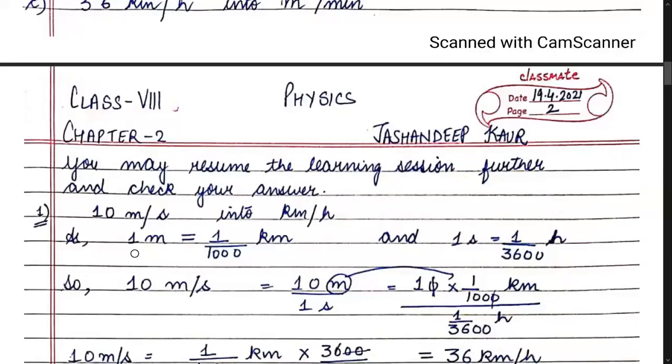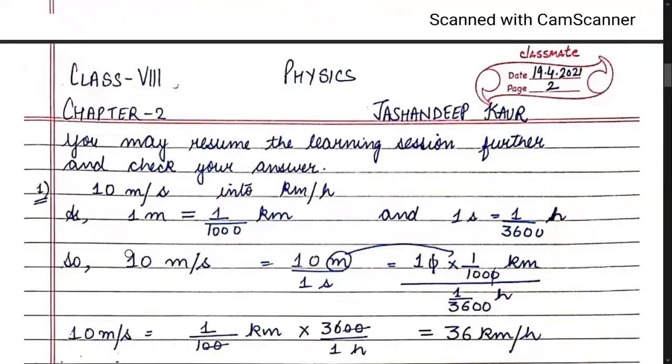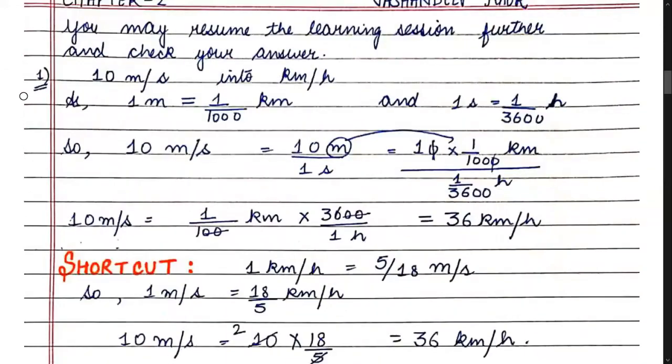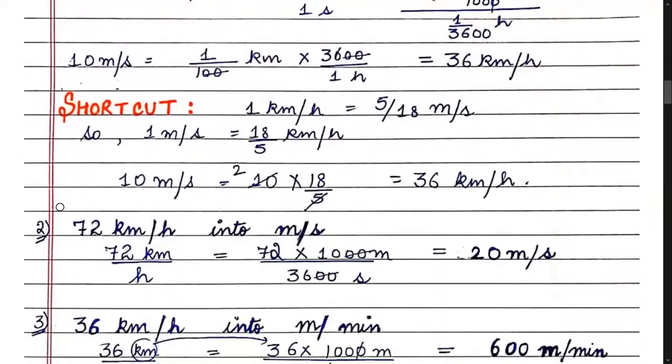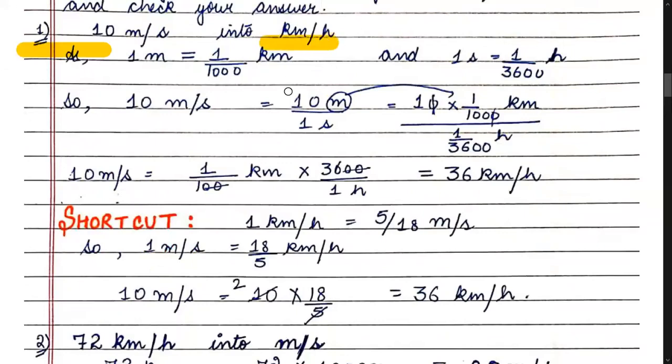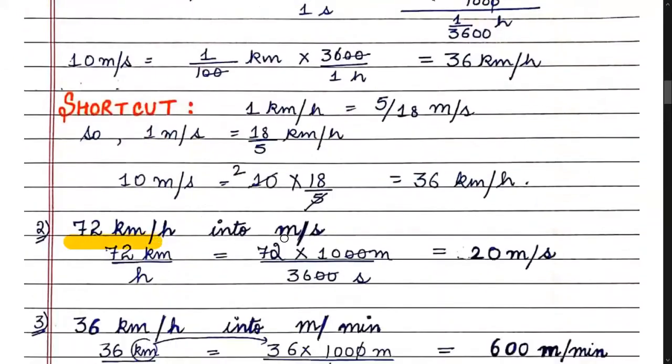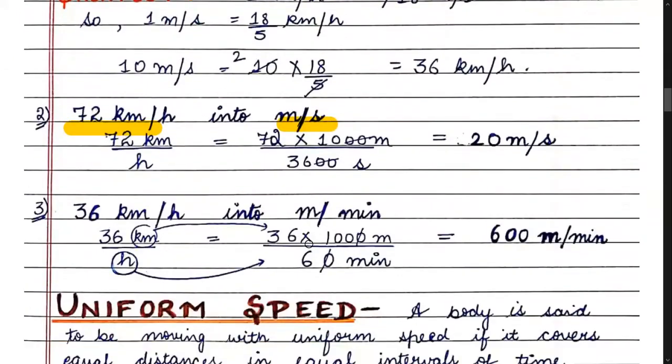So children, on page number 2 of the PDF sent to you, the conversions of meter per second into kilometer per hour and kilometer per hour into meters per second are shown to you. The third part is also done and you can cross-check your answers with them.